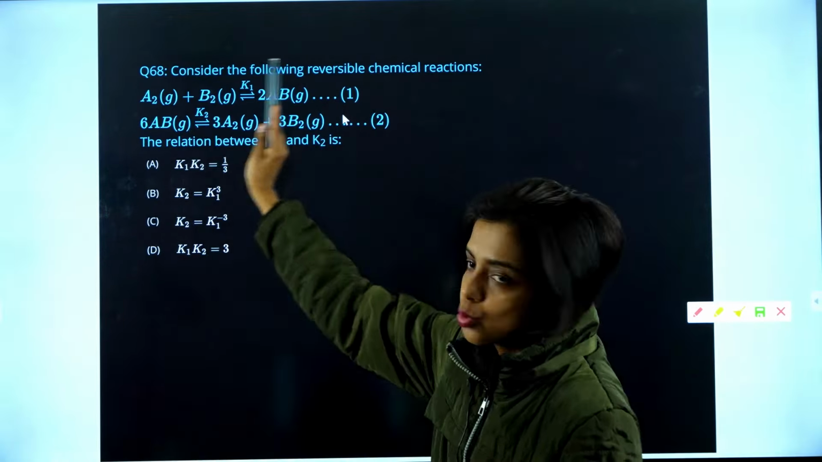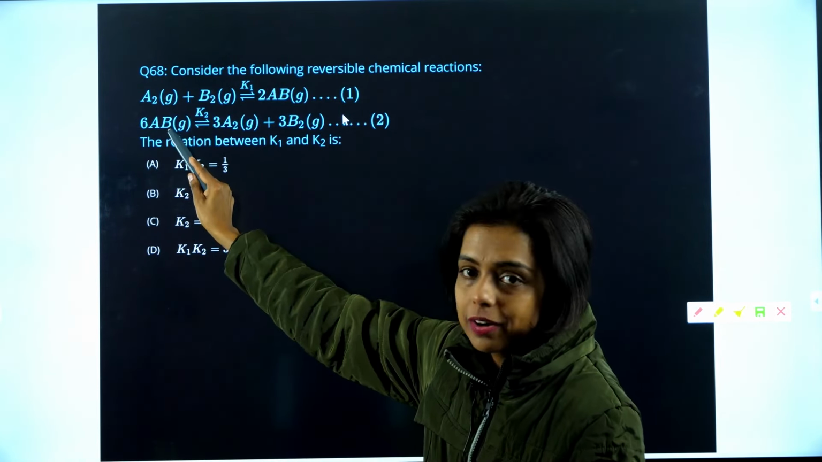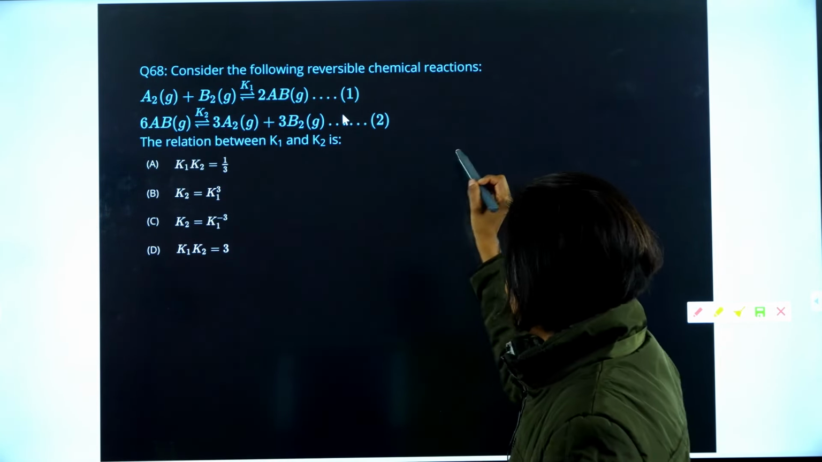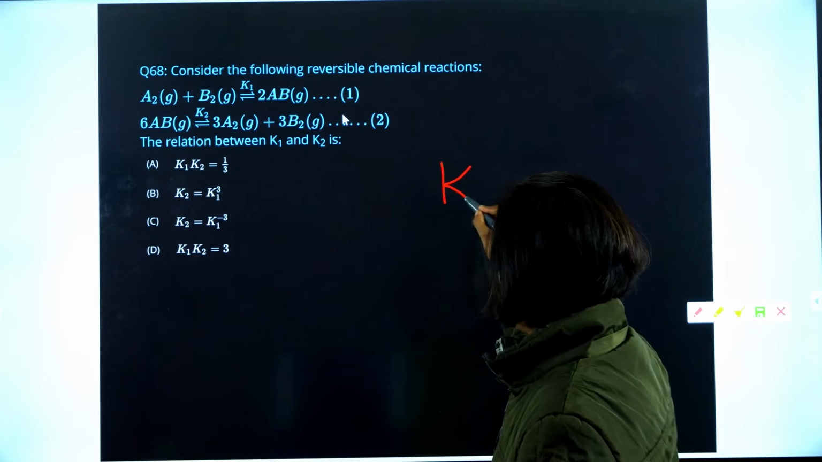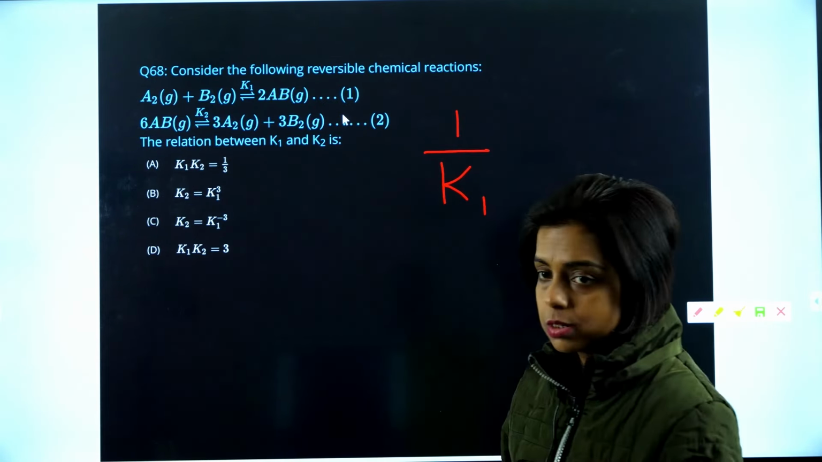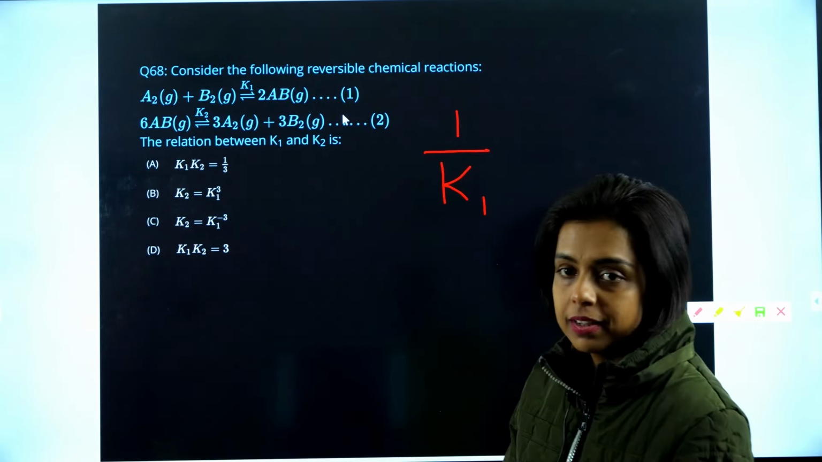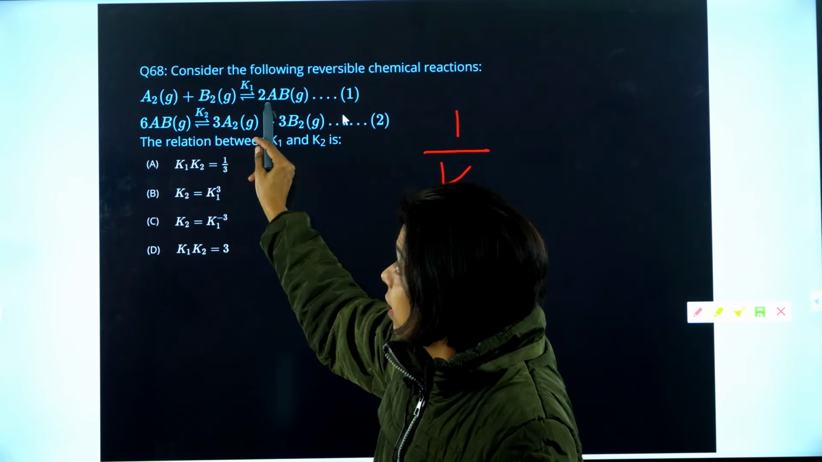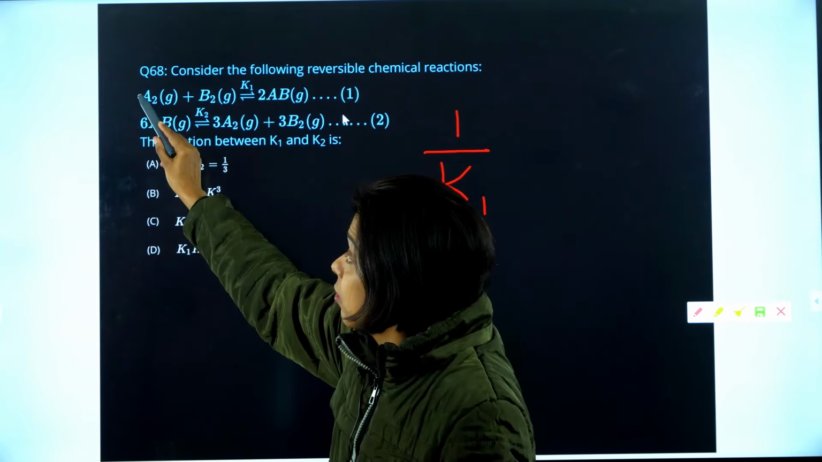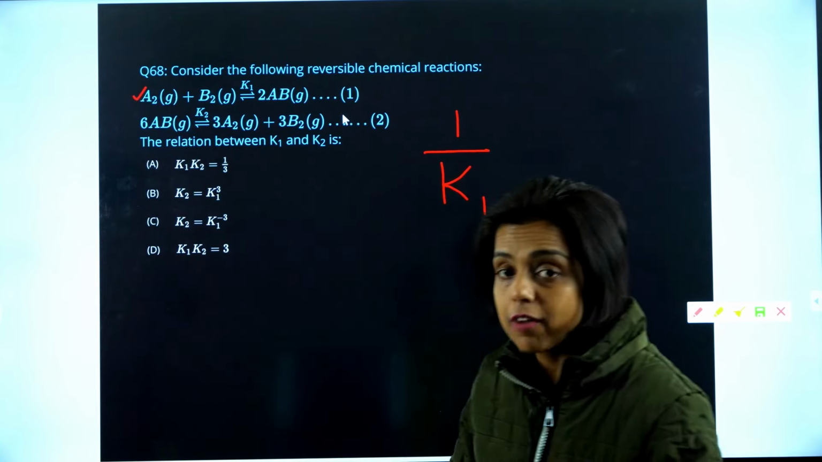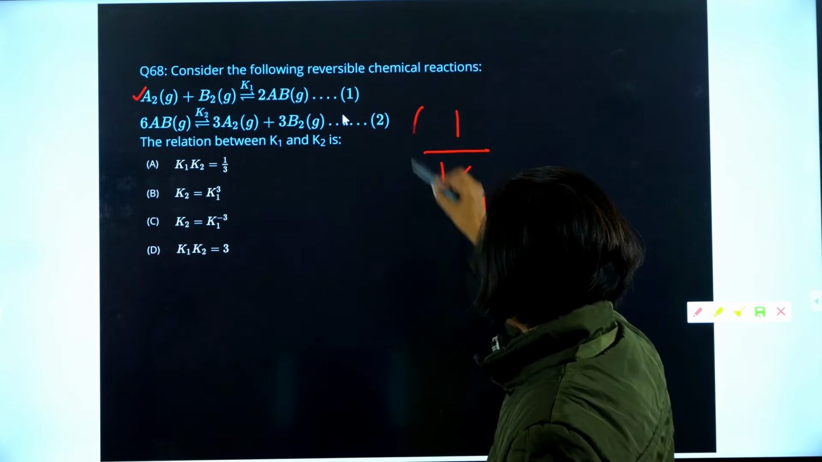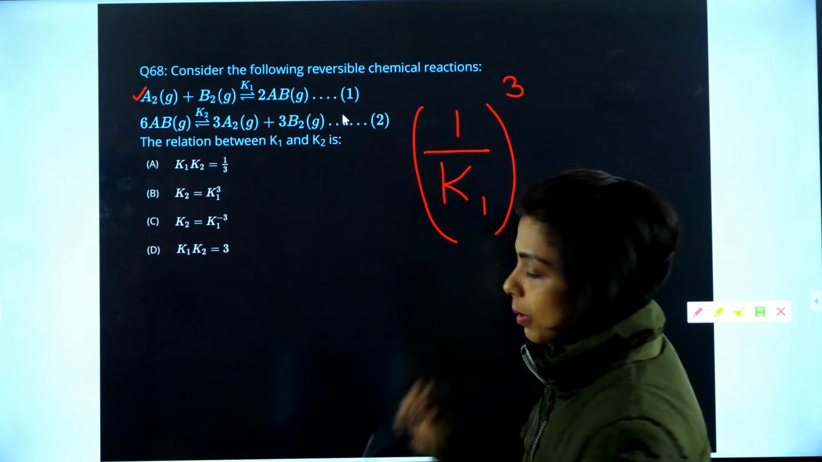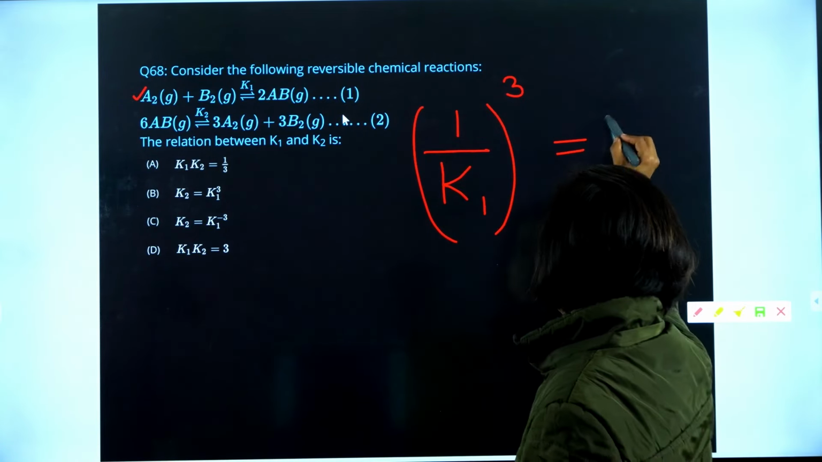The first reaction we are supposed to reverse because we have AB on the reactant side in the second reaction. So when I reverse, the equilibrium constant becomes reciprocal. So it was K1, so it becomes 1 by K1. Now the coefficients here are 6AB, but here I have 2AB. So after reversing this first equation, I have to multiply by 3. And whatever number I multiply by, it will become the power. So this is my K2.